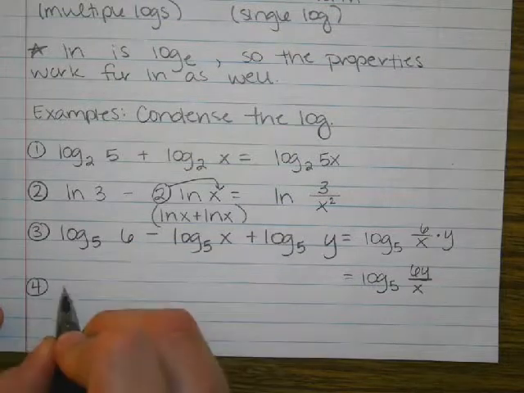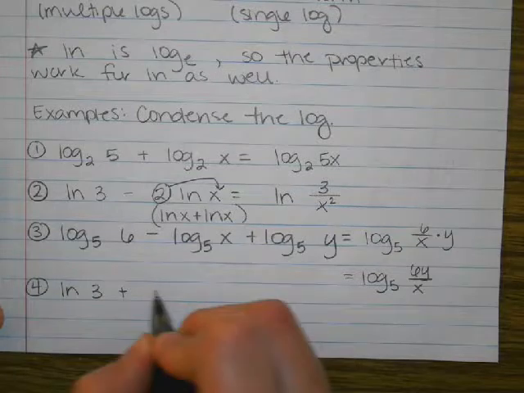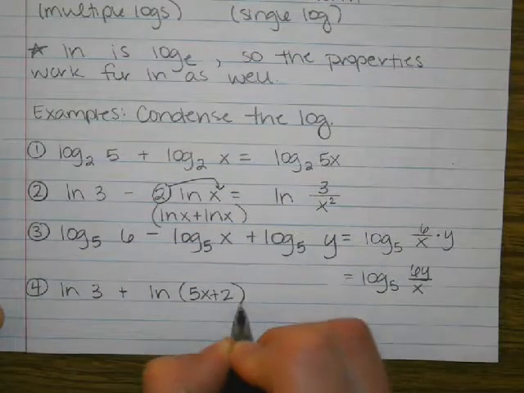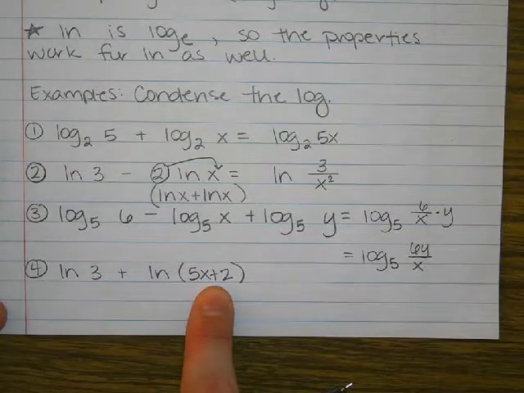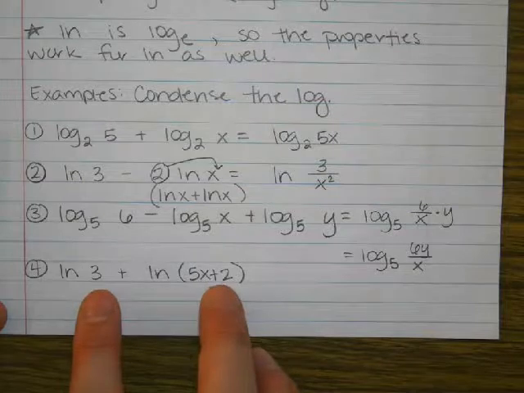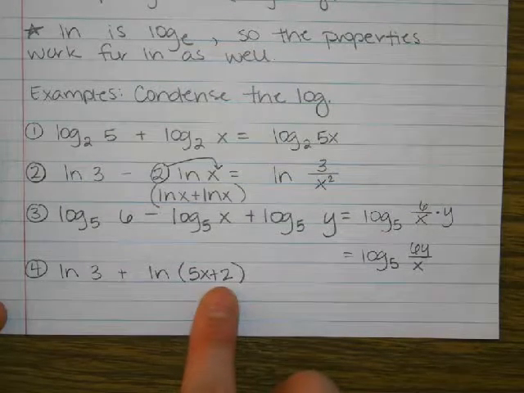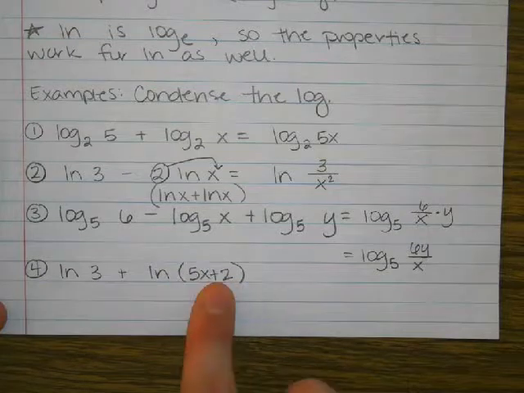All right, for our next example, we're going to say ln of 3 plus ln of 5x plus 2. So you'll notice this is not the same type of plus as in I'm saying these things need to be multiplied together. The reason I know that is because I don't see another ln. I'm not saying ln of 5x and ln of 2. I'm saying that this ln is of this whole group of things right here.